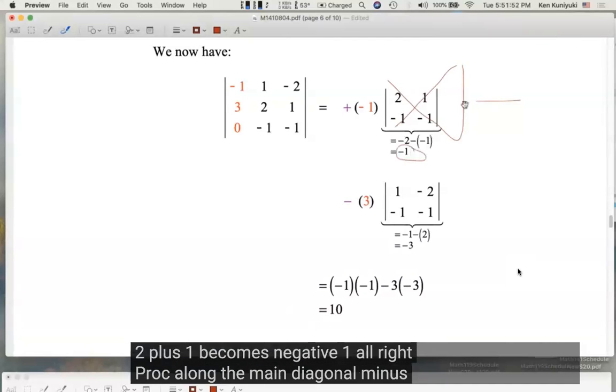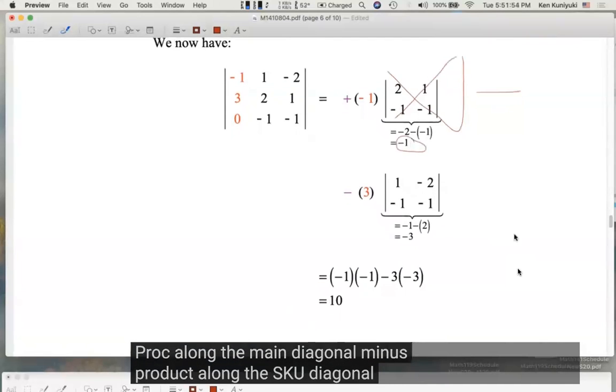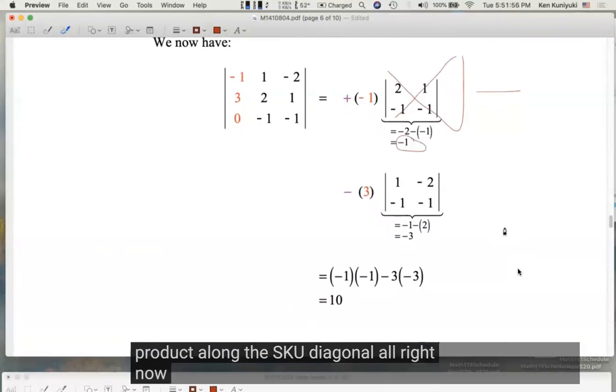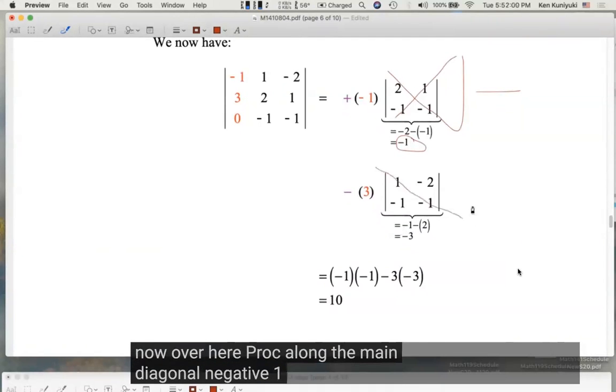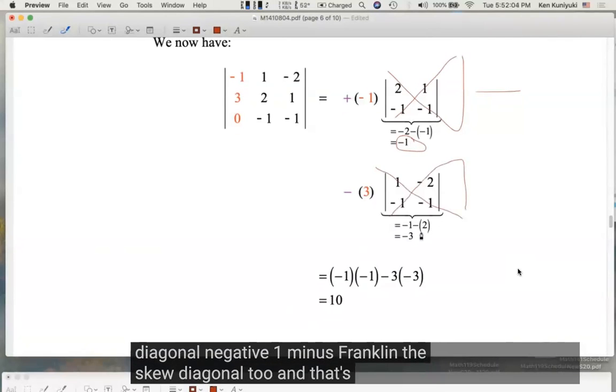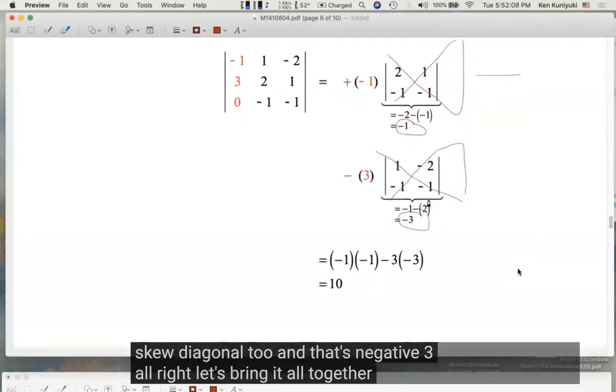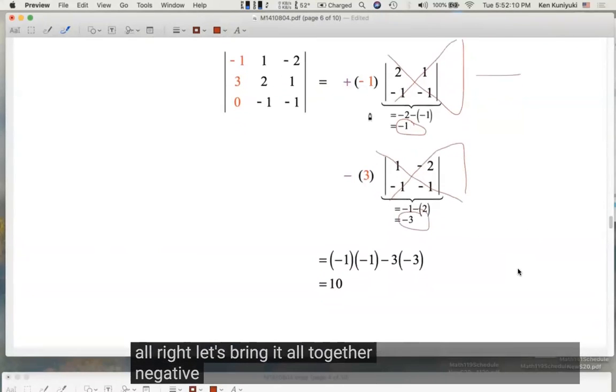Product along the main diagonal minus product along the skew diagonal. All right. Now, over here, product along the main diagonal, -1. Minus product along the skew diagonal, 2. And that's -3. All right, let's bring it all together. -1 times -1 minus 3 times -3.